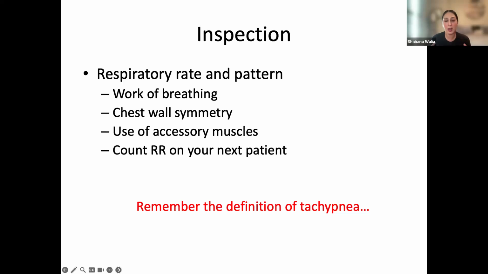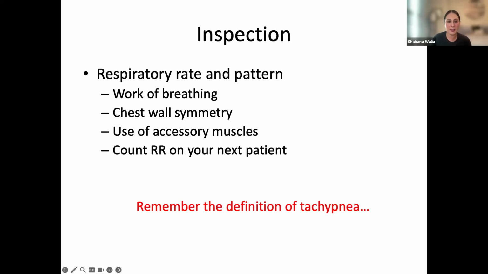When you're looking at inspection, you're looking at the respiratory rate and pattern, the work of breathing, chest wall symmetry, how symmetrically it's expanding, use of accessory muscles. And on your next patient, for everybody, I want you to actually sit and count the respiratory rate. It's always a trust but verify. What's recorded in the EMR, the medical system that you use, might be 16 or 18.